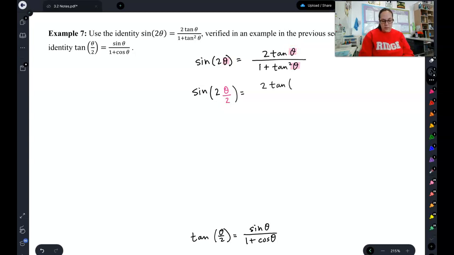So let's go through and replace all these thetas with theta over 2. Now, on the left, those 2's will cancel, and I just am left with sine of theta. And on the right, there's that tangent of theta over 2 that I want. And I know that 1 plus tangent squared is a Pythagorean identity. That is secant squared of theta over 2.